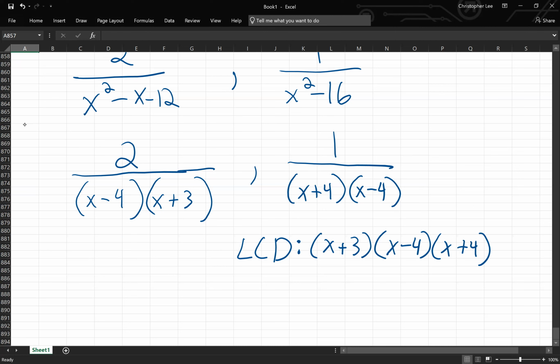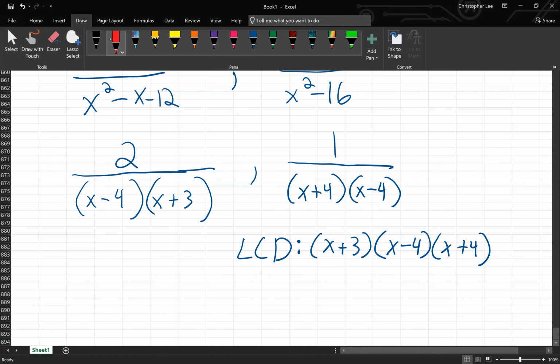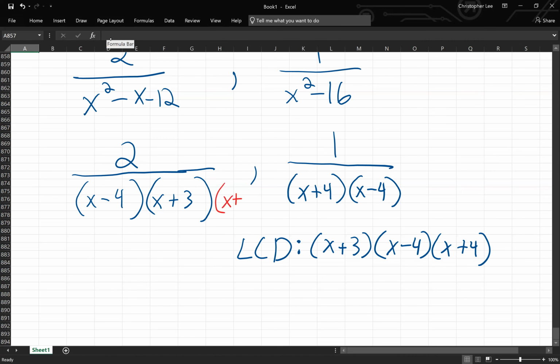All right. Now that I have the LCD, whatever I'm missing, that's what I'm going to multiply this by. So I have x minus 4, x plus 3, but this is missing an x plus 4. So I'm going to multiply this by x plus 4. What I do to the bottom, I do to the top. Over here, I have x plus 4, x minus 4, but I'm missing an x plus 3, so multiply this by x plus 3. What I do to the bottom, I do to the top.